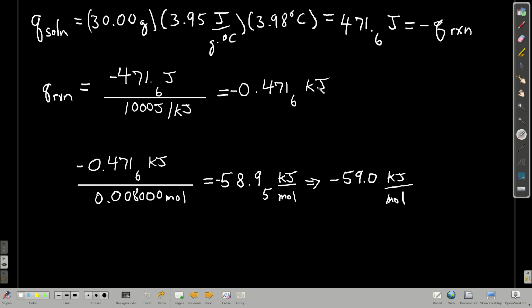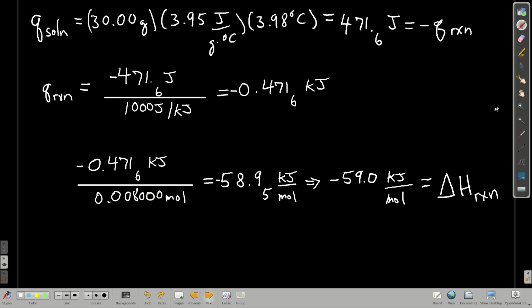Now, the problem asks for the delta H of reaction in kilojoules per mole. So per mole of sodium hydroxide or per mole of hydrochloric acid, it doesn't matter because we have the same amounts and the stoichiometry is 1-to-1, which we'll see in another chapter. So all you do is you take the amount of energy that came out of the reaction and divide by the moles of the reactant, and that gives us the delta H, or the heat of reaction. And that is our delta H of reaction, negative 59 kilojoules per mole.